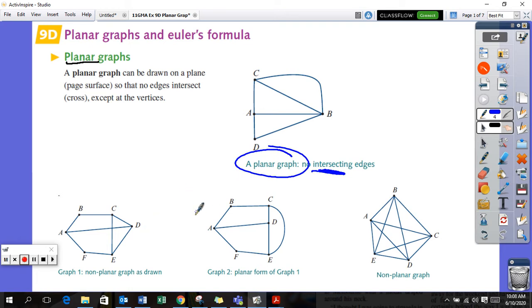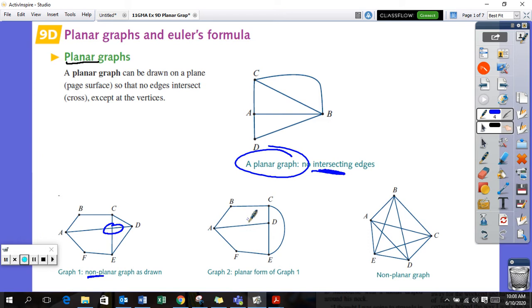Sometimes a graph can be drawn in such a way that it doesn't look like a planar graph. It looks like a non-planar graph. But if we investigate a little bit further, we can change the way we draw it so it's a planar graph. Here we've got an intersecting edge. AD is intersecting with CE. So there's an intersection there, and it looks like it's a non-planar graph.